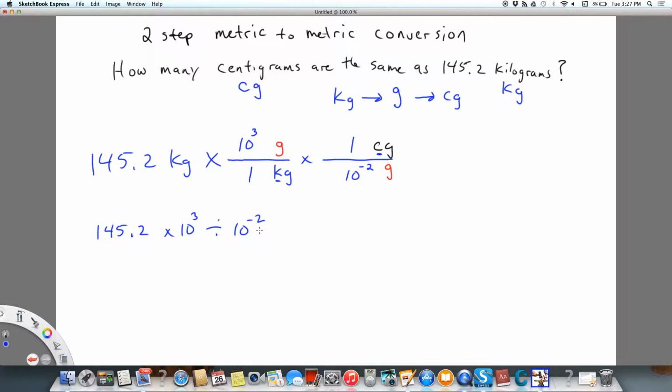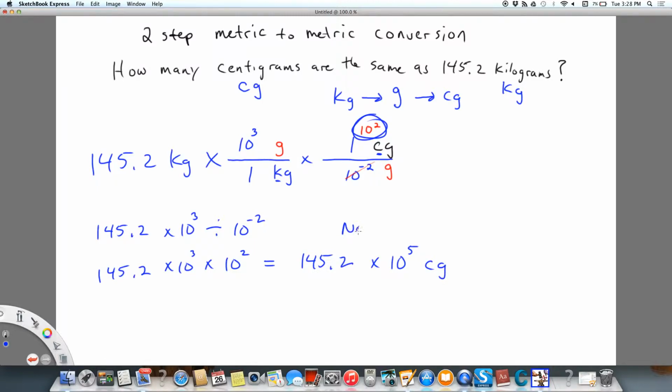Well, that's a little tricky, putting it in my calculator. So what I'd really like to do is simplify this. So I'm going to get rid of the 10 to the minus 2, and I'm going to move it up to the top. And when I do that, I switch the sign. It becomes positive 2. If this was positive 2 on the bottom, then I'd move it up, it'd be negative 2. But I'm going to keep it as positive 2. So now what I have is 145.2 times 10 to the third times 10 to the positive 2. Okay, and so this is going to equal 145.2. I'm going to add these exponents together, so that's times 10 to the fifth. And I don't want to forget my units, centigrams.